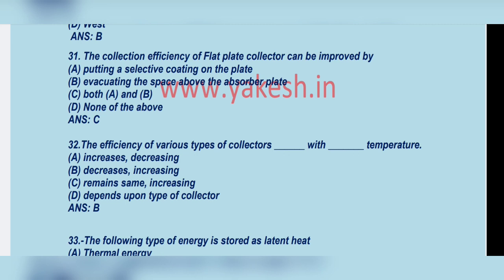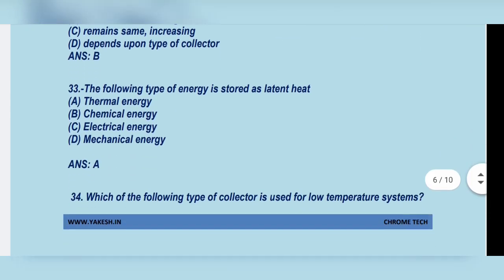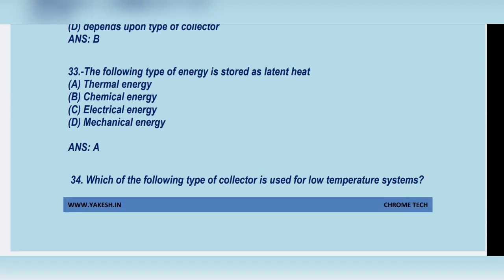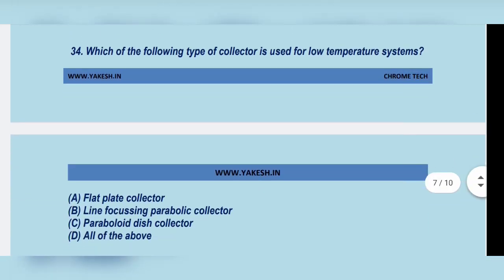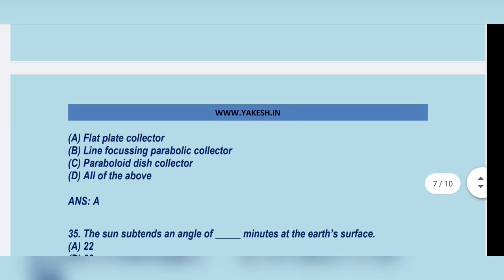The efficiency of various types of collector decreases with increasing temperature. Option B. The following type of energy is stored as latent heat: thermal energy. Option A. Which of the following type of collector is used for low temperature systems? Option A is the correct answer.